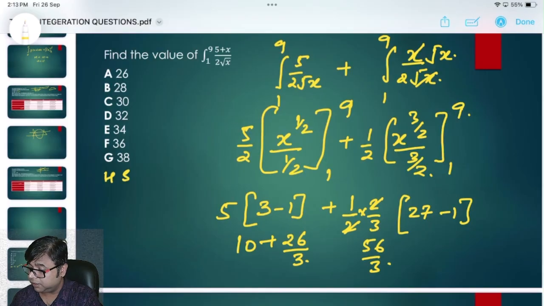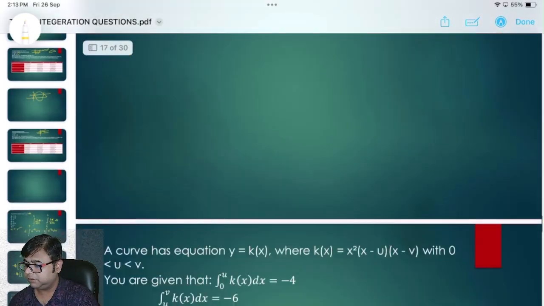Unfortunately, this is also not there, right? 56/3 is the correct answer, right? Okay, let's move on to the next.